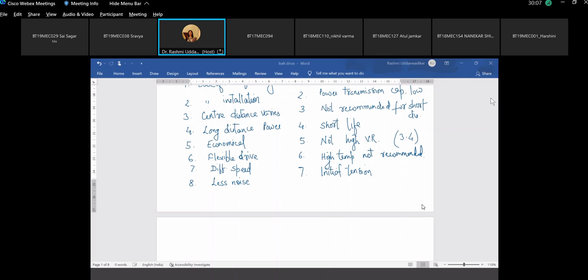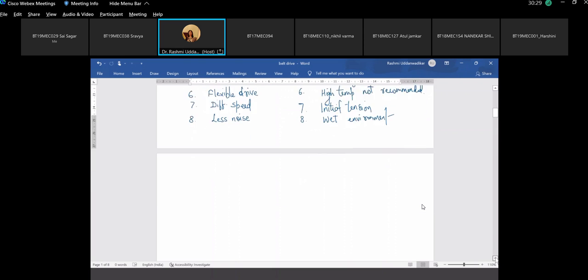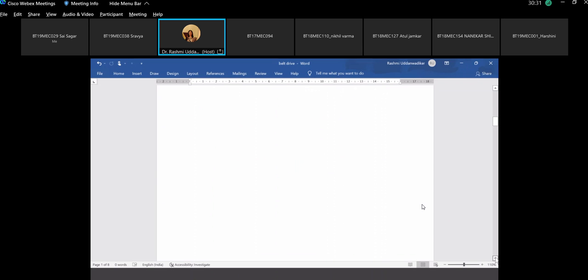Not suitable for wet environment. Yes, not suitable for high temperature. Not suitable for wet environment, this is also correct. So good balance, 8 advantages and 8 limitations. So let's move ahead with belt drive applications.